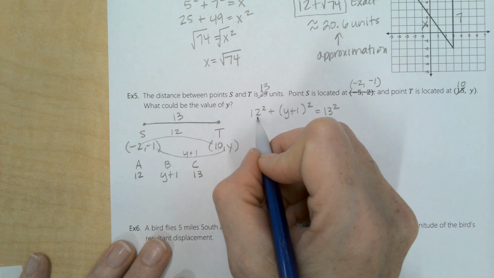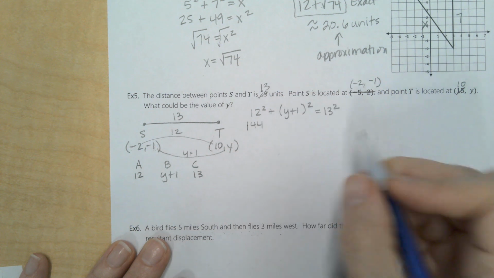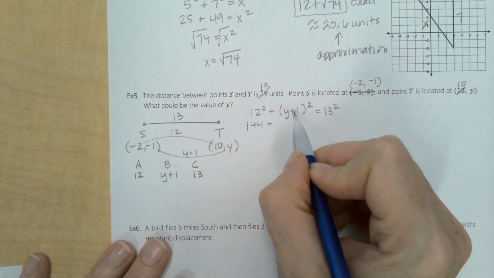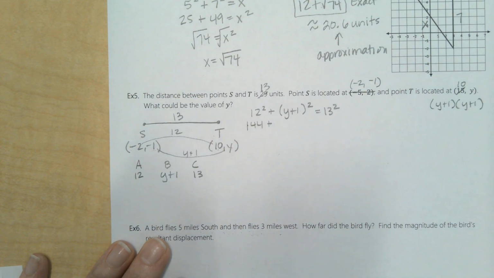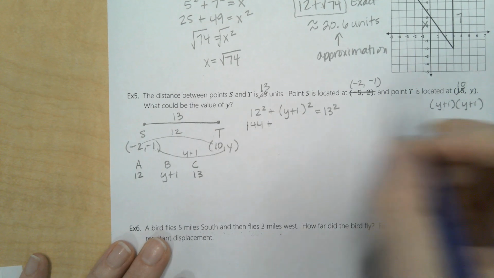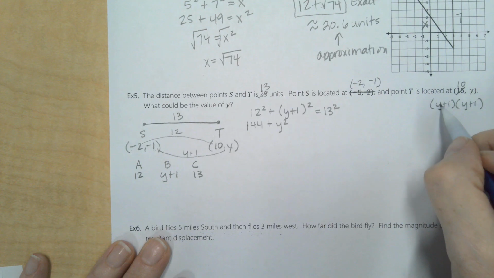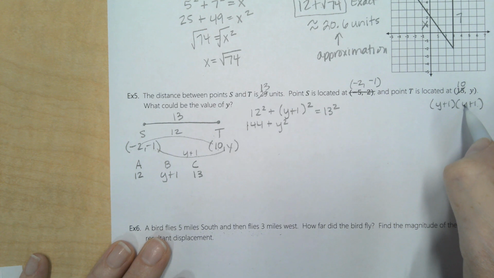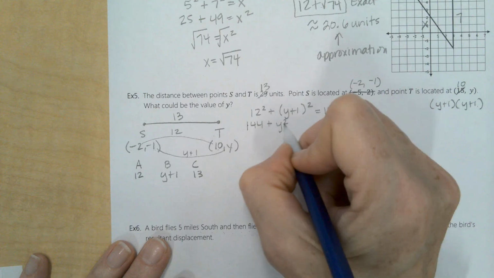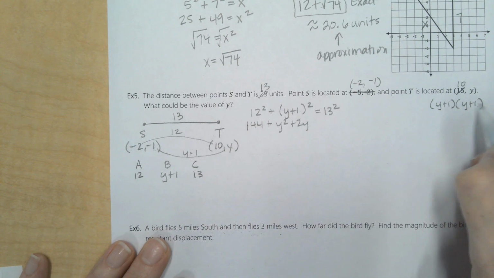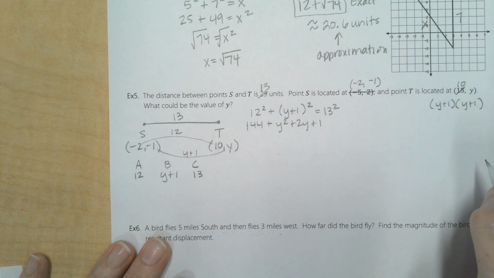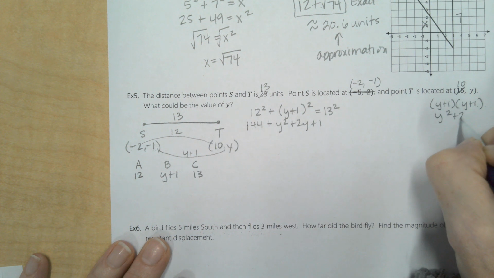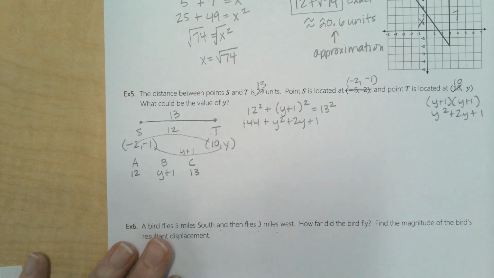Okay, 12 squared. What's 12 squared? Good. Plus, remember that (y plus 1) squared is (y plus 1) times (y plus 1), and you need to double distribute. Y times y is y squared. Y times 1 is y, and y times 1 is y, so I have a 2y. And then 1 times 1 is 1, so plus 1. This ends up being y squared plus 2y plus 1 when you distribute.